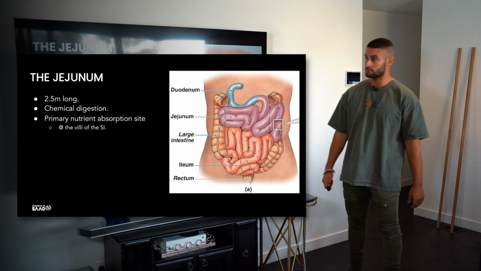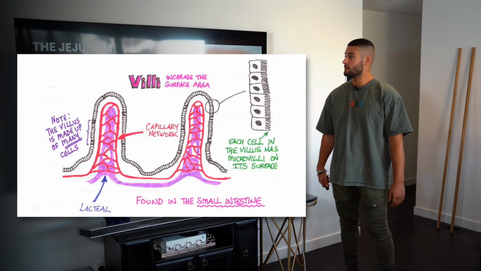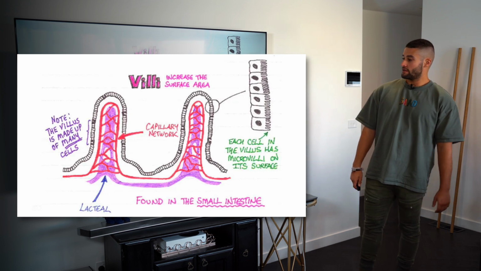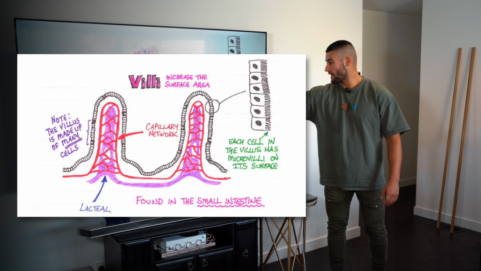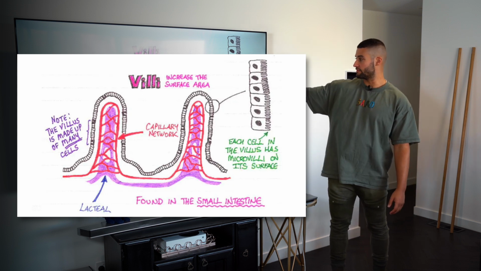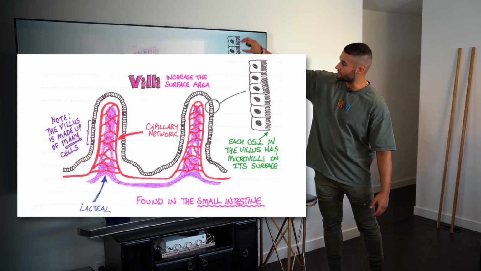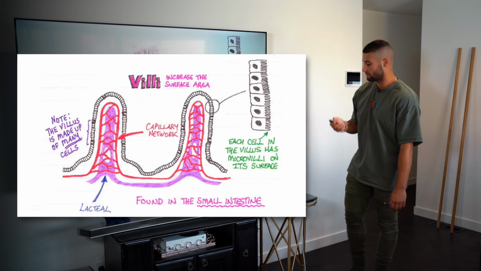Jejunum, number 2. We get another slide of the same thing, another nice diagram that I did not draw. Each cell in the villus has microvilli, and then you have epithelial tissue, with tight junction proteins in between. Cool, cool.